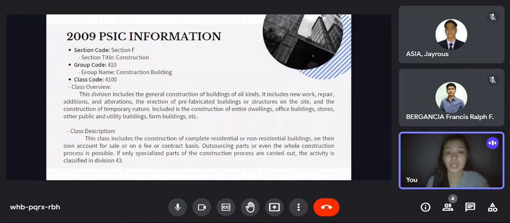It also includes new work, repair, addition, and alteration, the erection of prefabricated buildings or structures on the site, and construction of a temporary nature. It also includes the construction of entire dwellings, office buildings, stores, and other public and utility buildings, including farm buildings, etc. The class description also includes the construction of complete residential or non-residential buildings on their own account for sale, or on a fee or contract basis. Outsourcing parts or even the whole construction process is also possible. If only specialized parts of the construction process are carried out, the company is classified in Division 43.